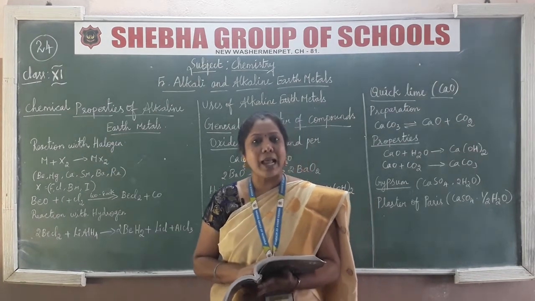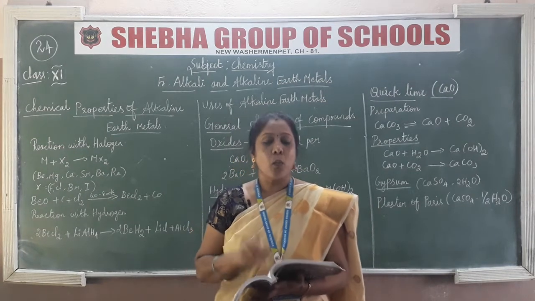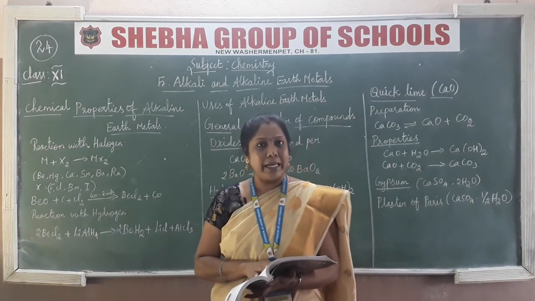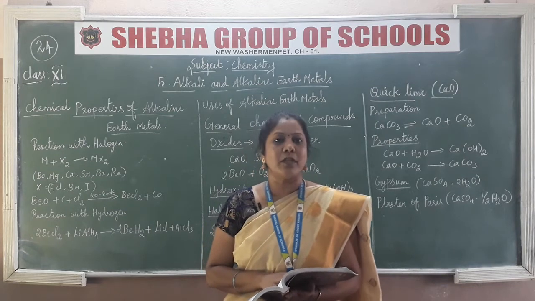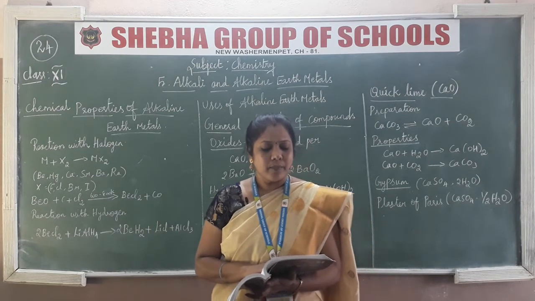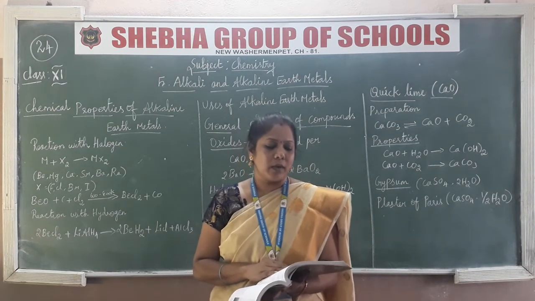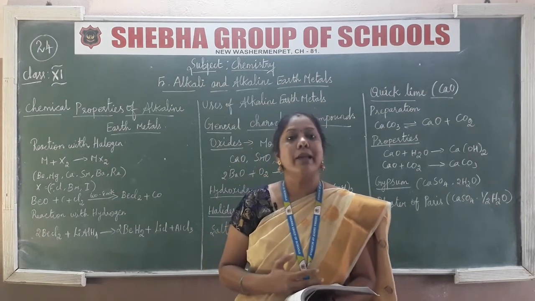These sulfates of the alkaline earth metals are all white solids and stable to heat. Barium sulfate, as well as magnesium sulfate, are not really soluble in water. The next thing is nitrates.